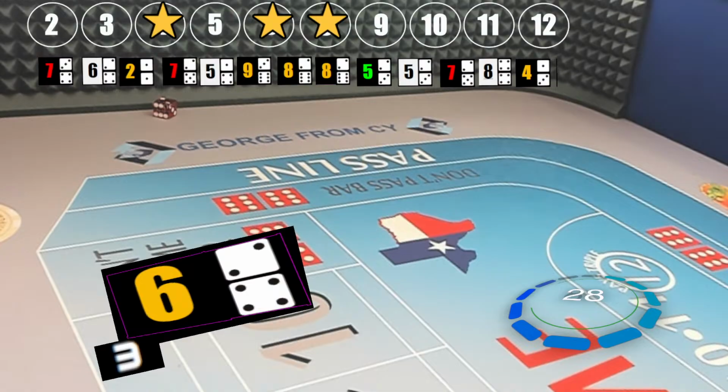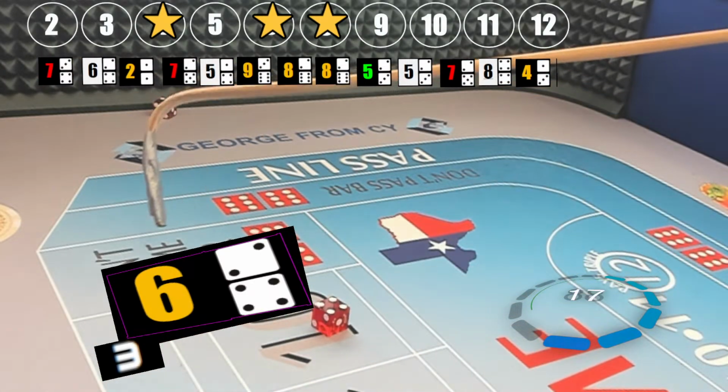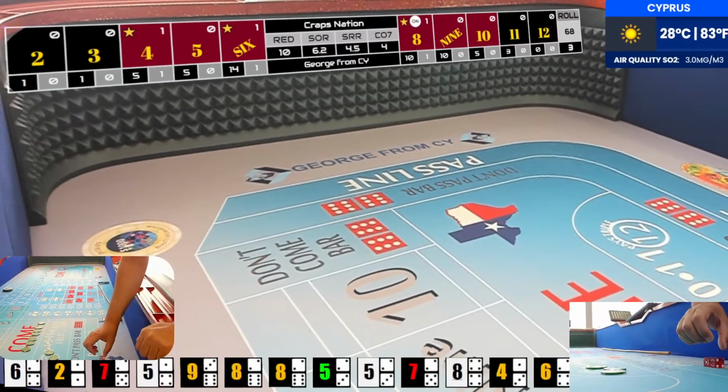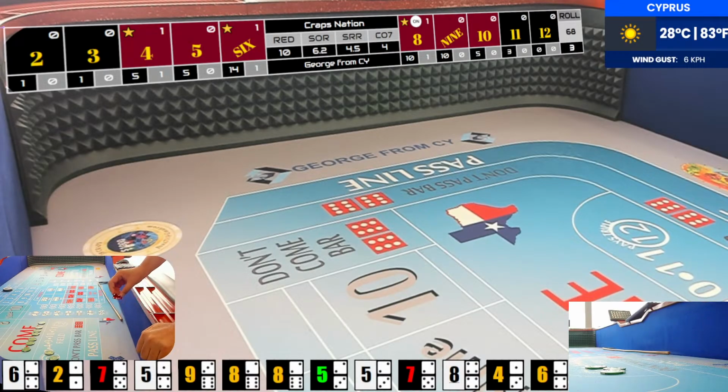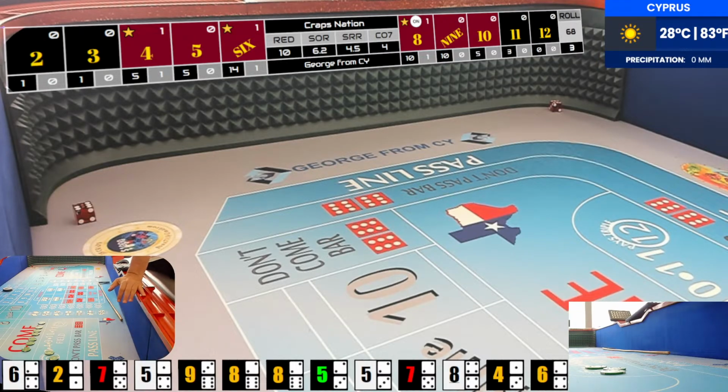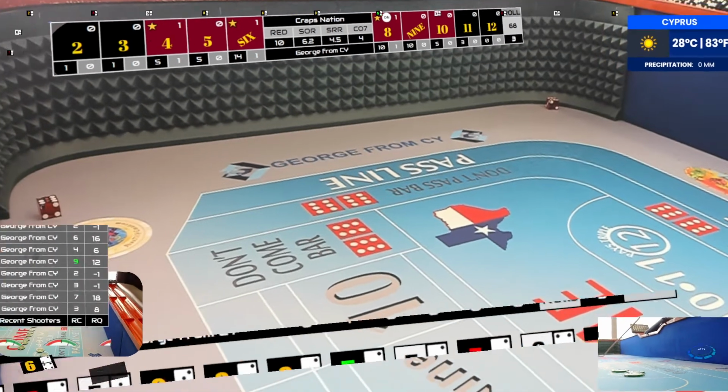3 hits. Down. Two, 6, 4, 6. Boxcars, that's a primary. I think it's first of its name, right? Yeah.